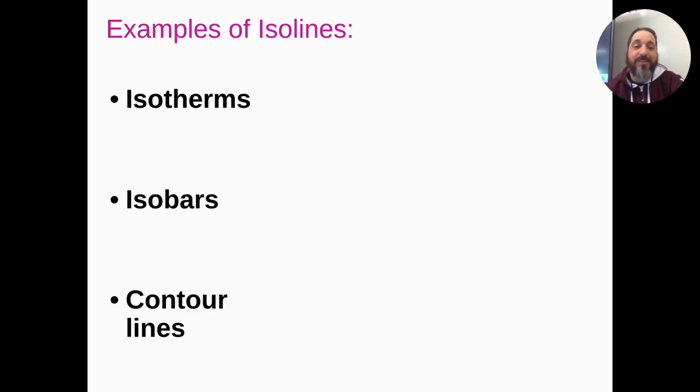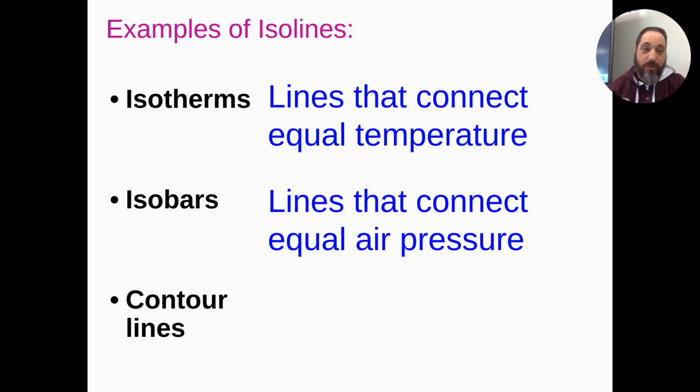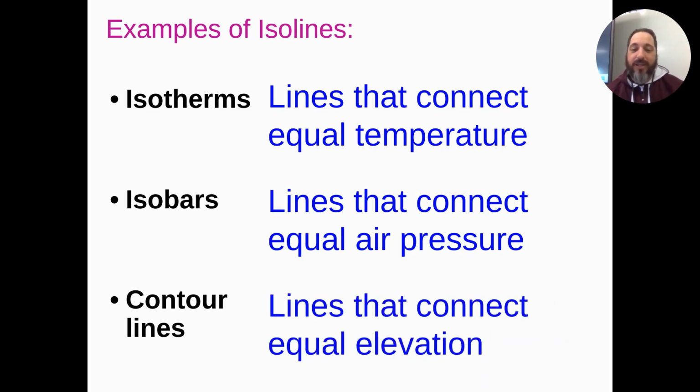So some examples. Isotherms are going to be connecting equal temperature, right? You see that therm in the name, you know we're talking about temperature. Isobars are going to be connecting areas of equal air pressure. Same thing. Anything that has bar in it, B-A-R-S, is going to be only dealing with pressure. Think about a barometer. That's what we use to measure pressure. And finally, contour lines are going to be connecting areas of equal elevation because they're going to be showing the contours or the shapes of the landscape.